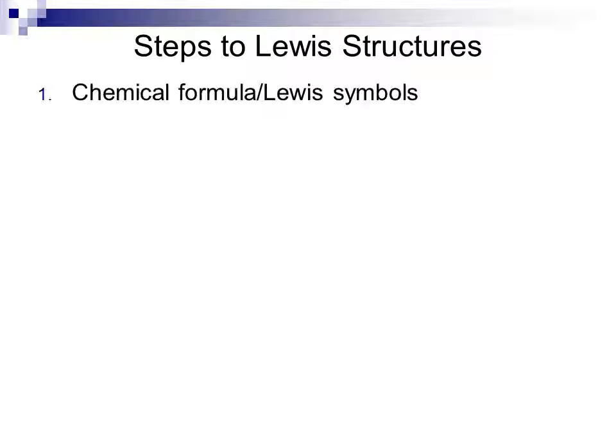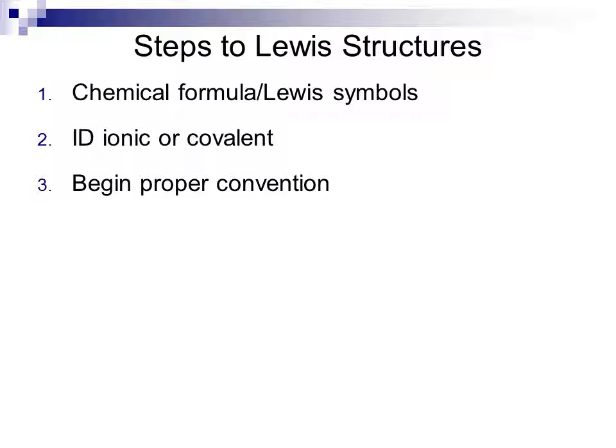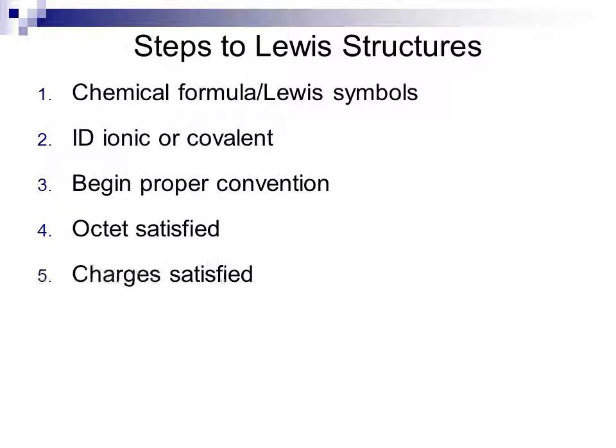Steps then in writing Lewis structures. The first thing we do is figure out what the chemical formula is and what Lewis symbols are involved. Next, we have to identify whether the substance is ionic or covalent. After that, I use the proper convention, either ionic or covalent convention. I look to make sure the octet is satisfied, and then I look to make sure the charges are satisfied.